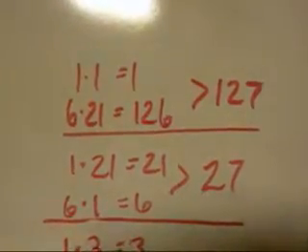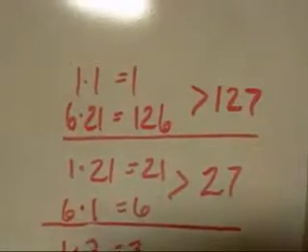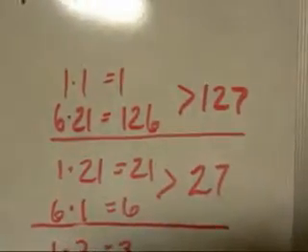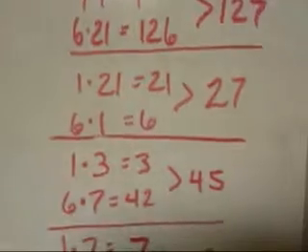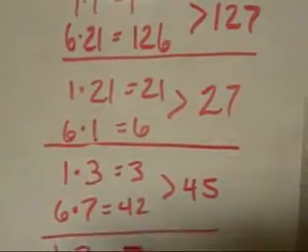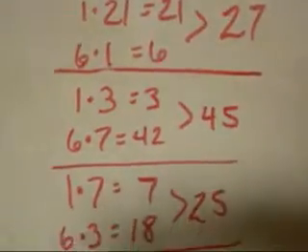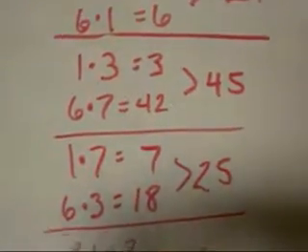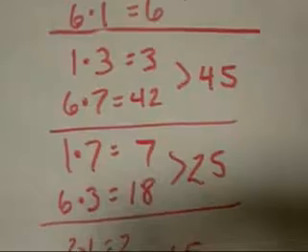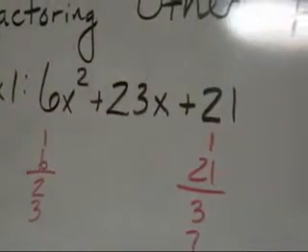Go diagonally. 1 times 21 is 21. 6 times 1 is 6. Add those together, you get 27. That didn't work. Move down the list. 1 times 3 is 3. 6 times 7 is 42. Add those together, you get 45. 1 times 7 is 7. 6 times 3 is 18. Add those together, you get 25. That's close. But no, I want 23. It has to be 23.